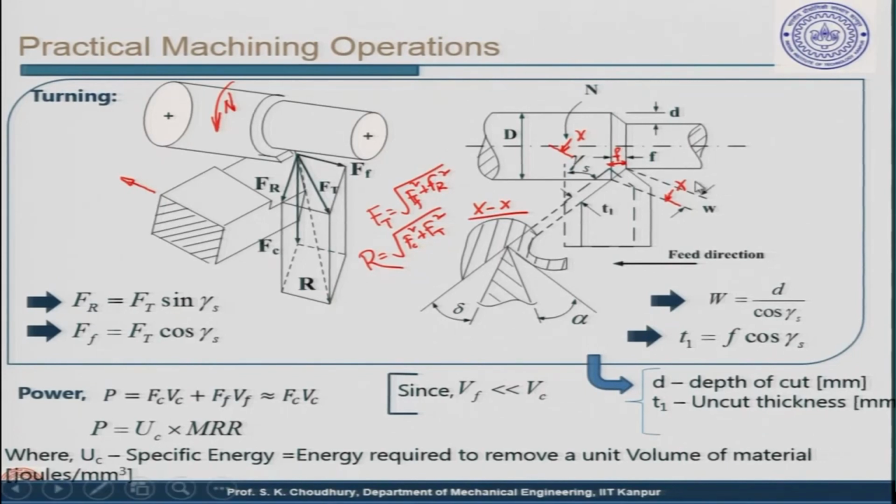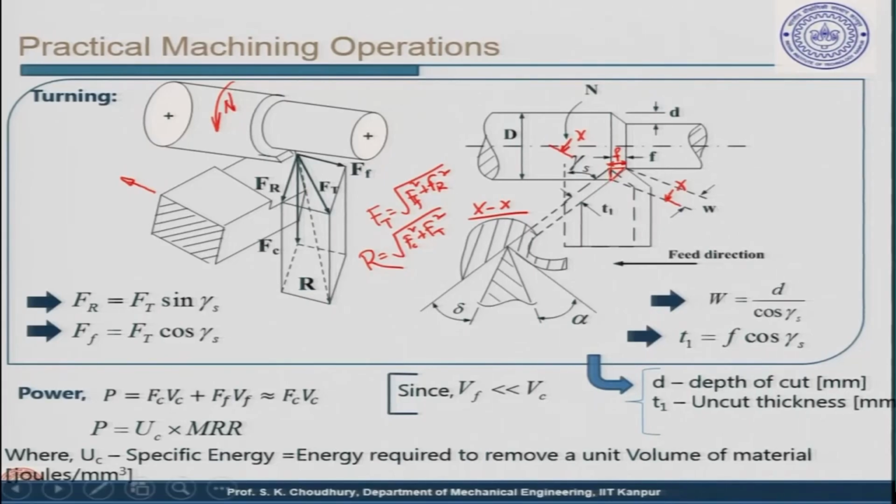Now, the geometrical parameters from the triangles: let us say W, which is the width of cut, is equal to d by cos of gamma s. This in fact I already told you earlier. You can find this out from this triangle.